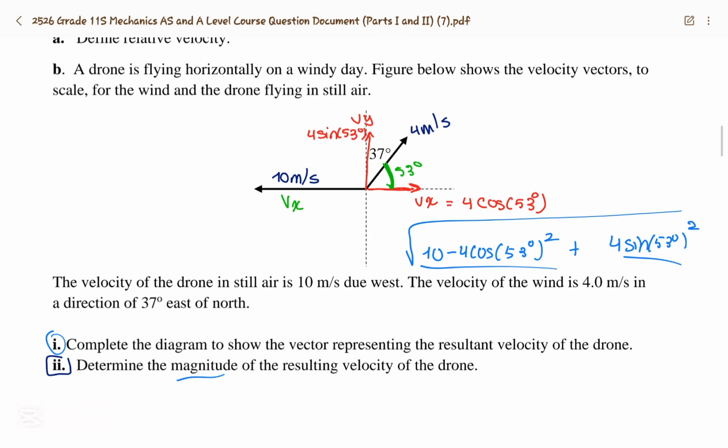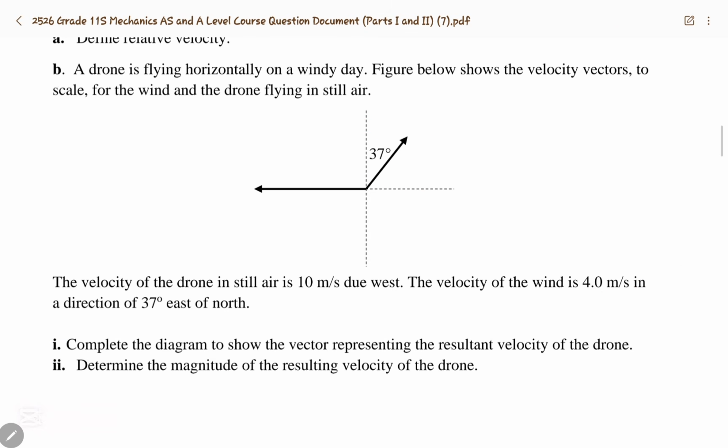So on your calculator, (10 minus 4 cosine 53) squared plus (4 sine 53) squared. Please, here you have to pay attention to the brackets as well. Put it on your calculator and then do radical answer, and I got an answer of 8.2 meters per second, which is the correct answer.